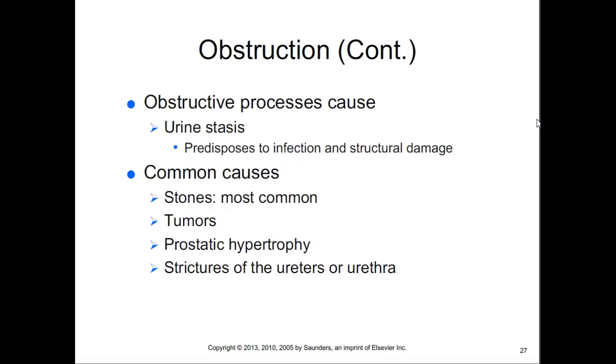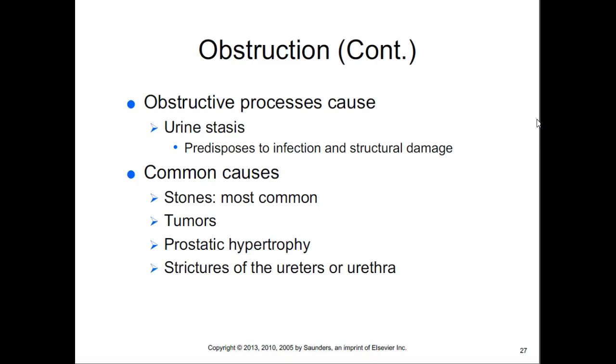All right, so urine stasis. Most obstructive processes are going to cause stagnant urine. Anything that's stagnant is of course going to predispose to things like infection and structural damage. So if the urine can't get out, then you're going to have damage.